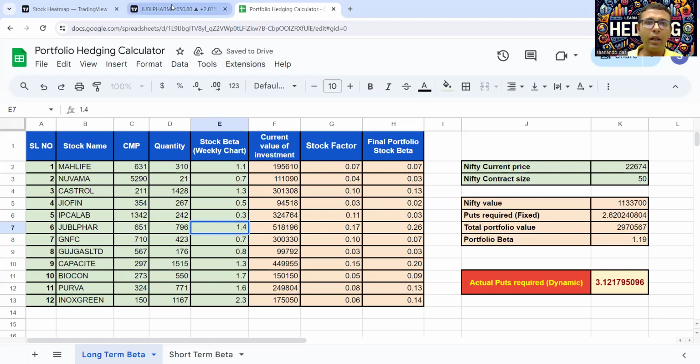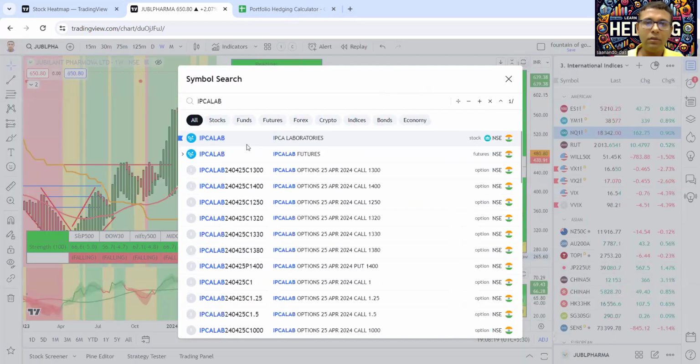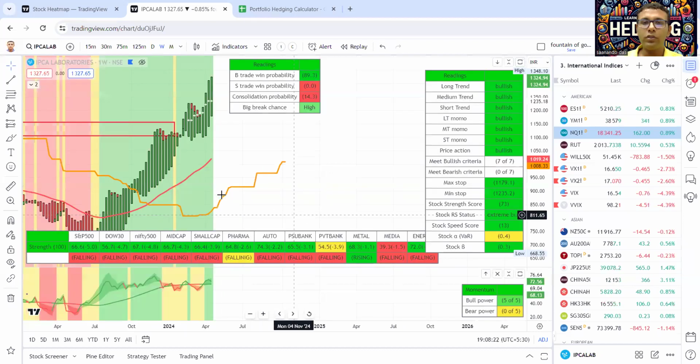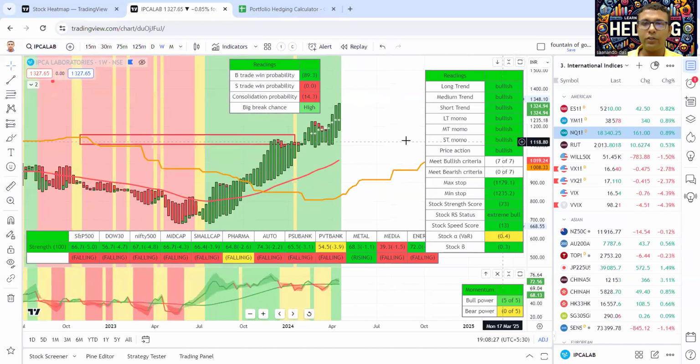We had Ipca Lab as well, जो miss हो गया, Ipca Laboratories. First, we are considering weekly chart. Suppose you want to hedge it for more shorter term. You can check the same thing using the daily chart. This is a low beta stock, 0.3.